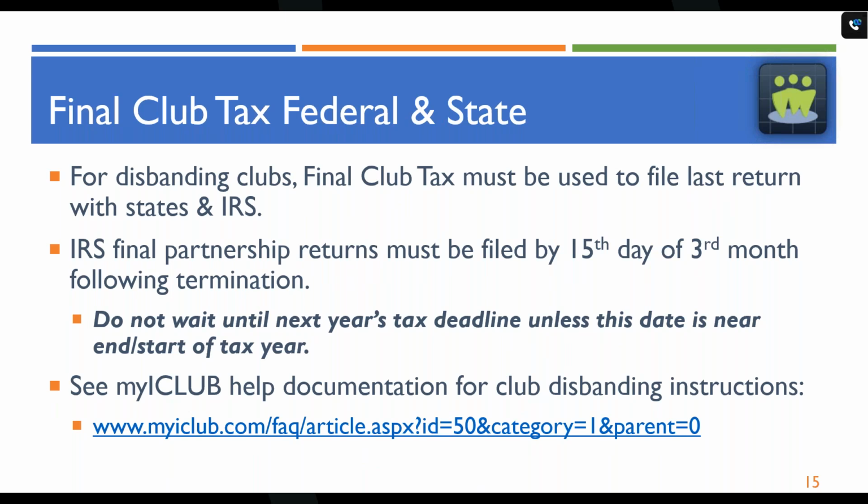You don't wait until the next tax year. You need to do it. So if you decide you're going to terminate your club in March of this year, you're going to have to file your 2025 return by March 16th, and then your 2026 short year final return will have to be filed by the third month. So April, May, June, the 15th day, so June 15th. So you don't wait until next year. That would be considered late by the IRS and subject to penalties.